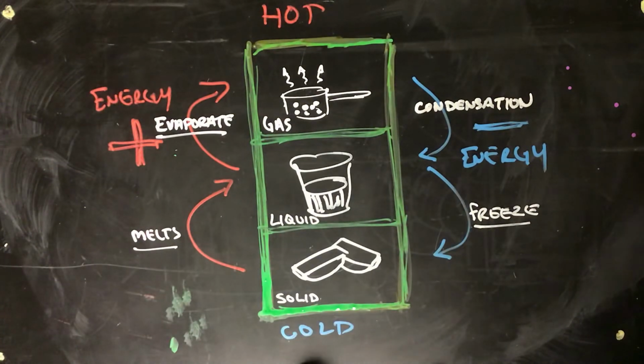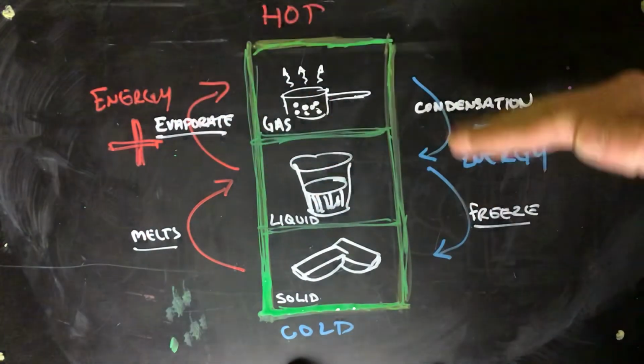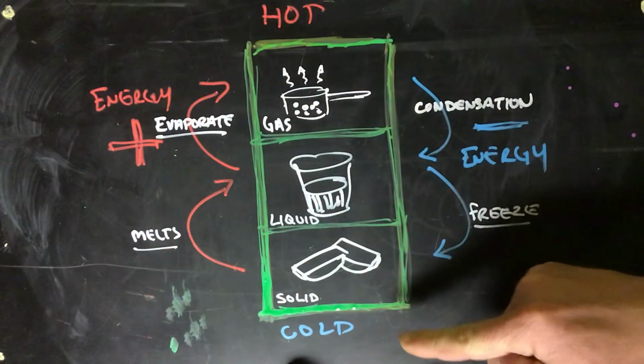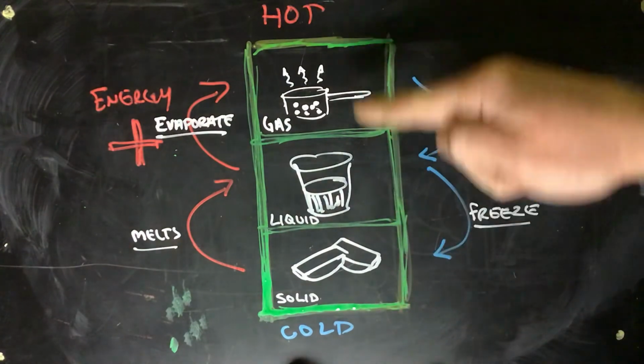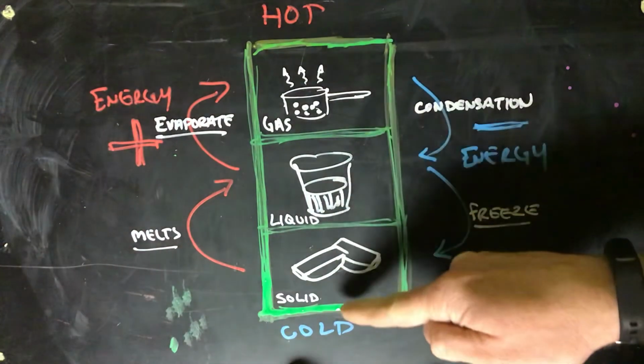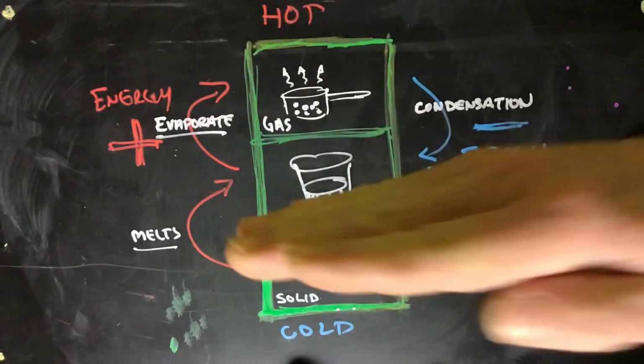But here's the phase change ladder. And again, I want you to just kind of understand, as you move up, you're adding energy. And as you move down, you're taking away, you're losing energy. And as you do that, at certain temperatures for different matter, it will change from a gas to a liquid to a solid.